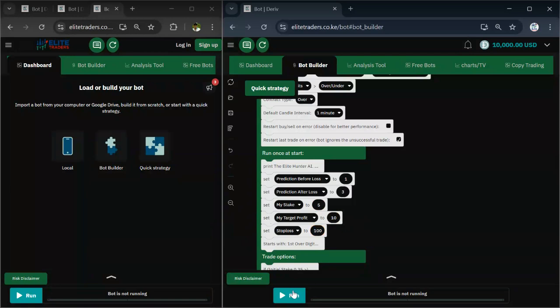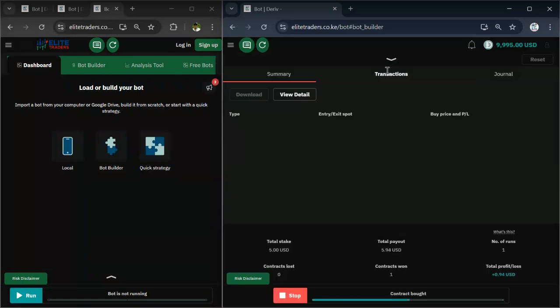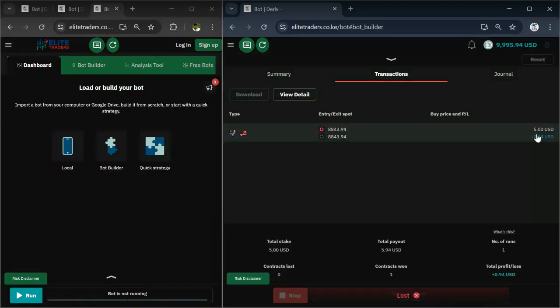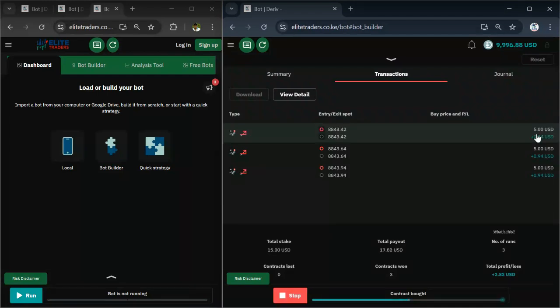Then if I just click run, this robot will be trading over 1. The moment you lose a trade, the robot will switch to over 3. Then it will apply what we call a spread material to make the recoveries. The robot will use a spread material to make the recoveries.